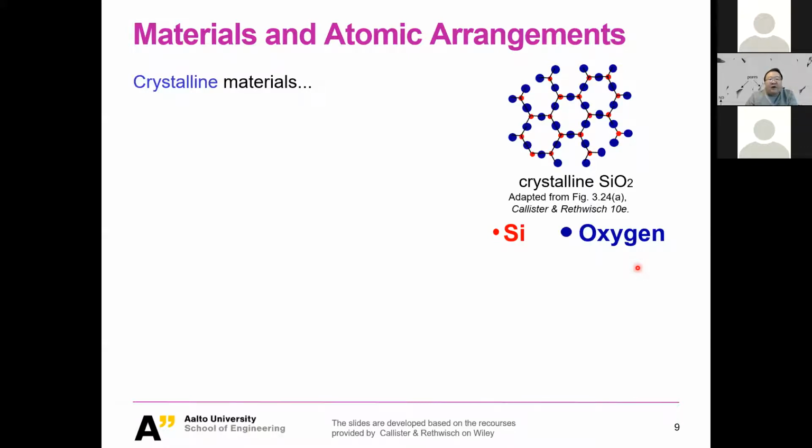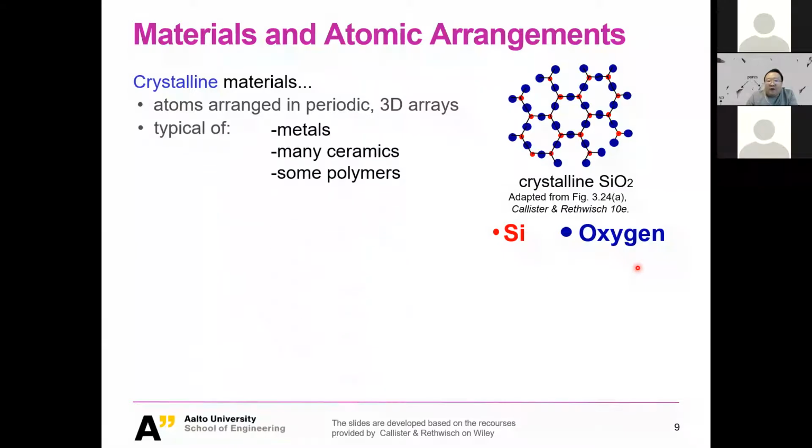What is crystalline materials? Actually, it's pretty simple. Crystalline materials, or you could also call it the crystal materials, means your atoms are stacked in a periodic and 3D array. So that is nothing but a regular packing. One example is given here by this silicon oxide. You see, it is periodic and it's in a 3D array, basically meaning you could repeat it in a space with a certain unit cell.